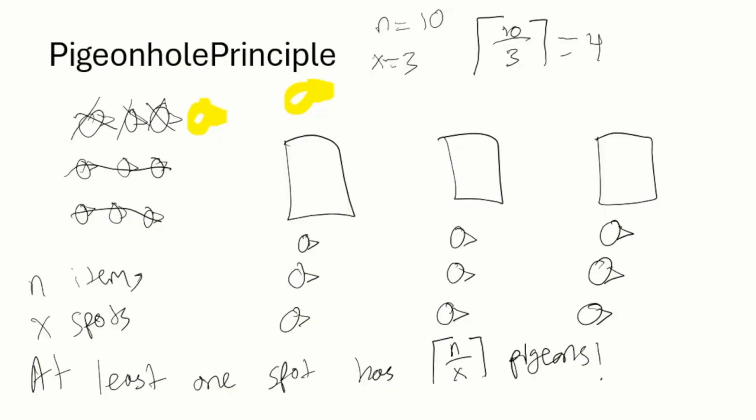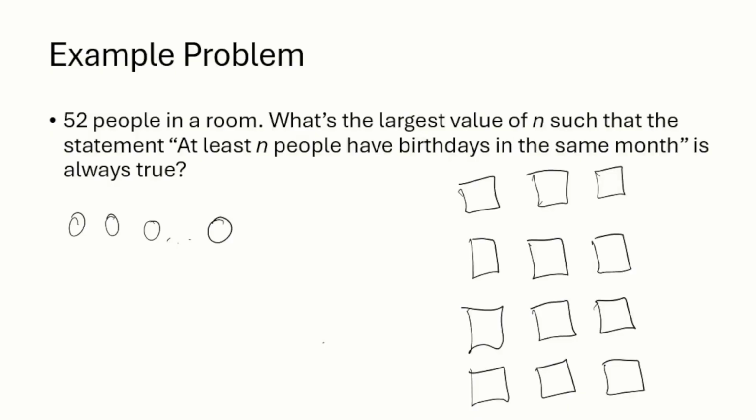Alright, I hope that made some amount of sense. So let's move on to an example problem. We have 52 people in a room. What's the largest value of n such that the statement "at least n people have birthdays in the same month" is always true? So this is another place where we could apply the pigeonhole principle.